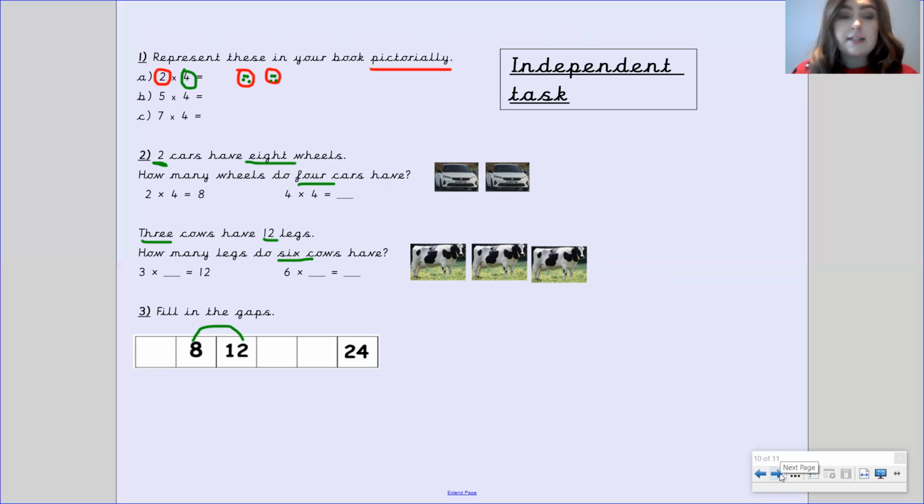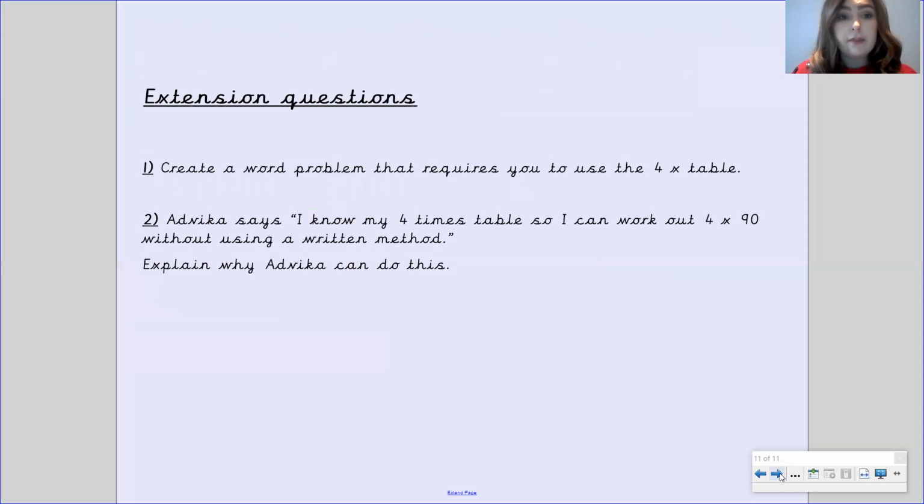If you finish that and you want to challenge yourself even further, I've got some extension questions here for you as well. Make sure you read the questions properly and underline the key bits of information because that will help you answer. Make sure you upload all your work to Tapestry and I'll see you next time, Year 3.